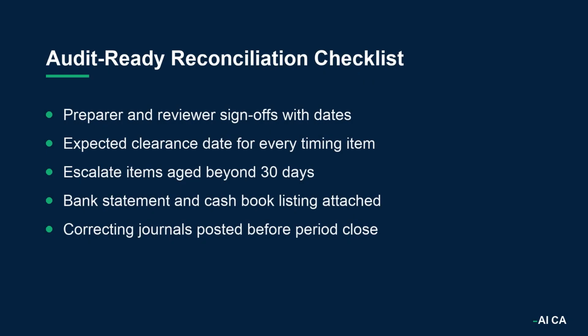To make a reconciliation audit-ready, document the reviewer's name, the date of preparation, and the date of review as separate sign-offs. Every reconciling item in the timing column must have an expected clearance date. Any item older than 30 days in that column should be escalated, not carried forward silently. Keep the supporting evidence, being the bank statement and the cash book listing, attached to the reconciliation itself. A reconciliation without evidence is just a spreadsheet with numbers.